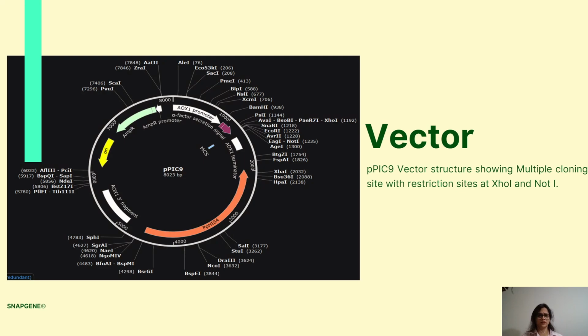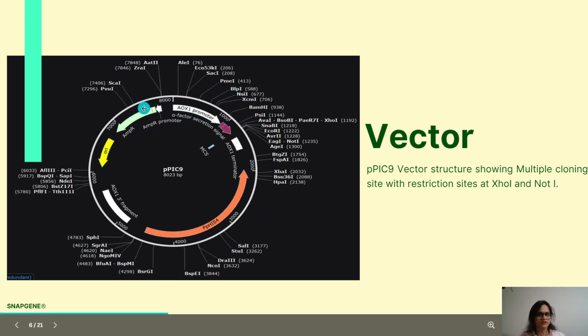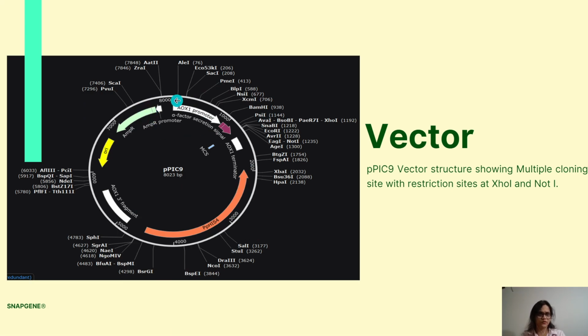This is the vector that we're going to use. It has three major components: the alpha factor secretion signal, the HIS4 gene, and the alcohol oxidase promoter. The presence of them enabled me to use a minimal medium for expression and to extract the secreted form of melittin from yeast cells.